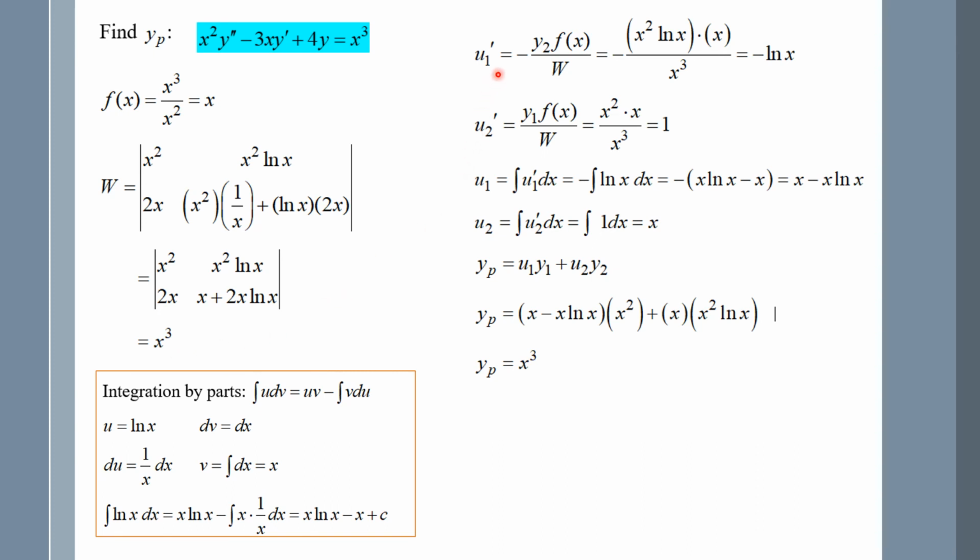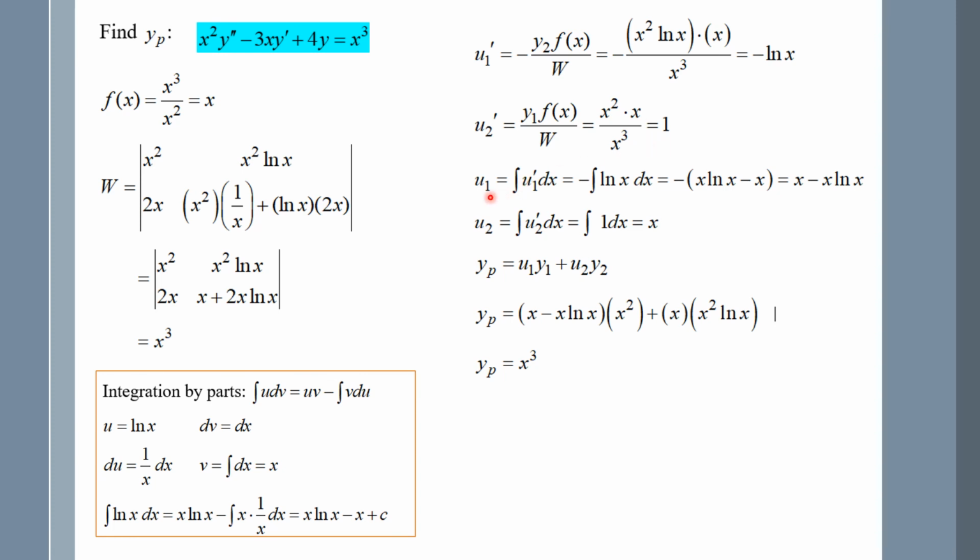For u1 prime, it is given by the formula negative y2 f(x) over W. So negative, now y2 is x squared ln x, multiplied by f(x), which is x, and W is x cubed. Now simplify this expression, and we get negative ln x as the answer for u1 prime. For u2 prime, the formula is y1 f(x) over W. Now y1 is x squared, multiplied by f(x), which is x, divided by x cubed. So u2 prime is just the number 1.